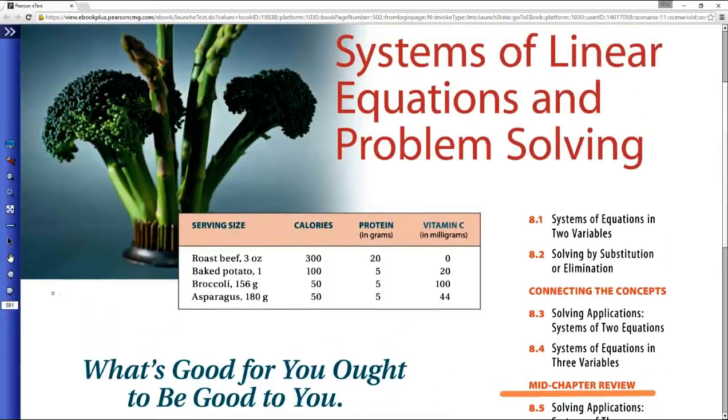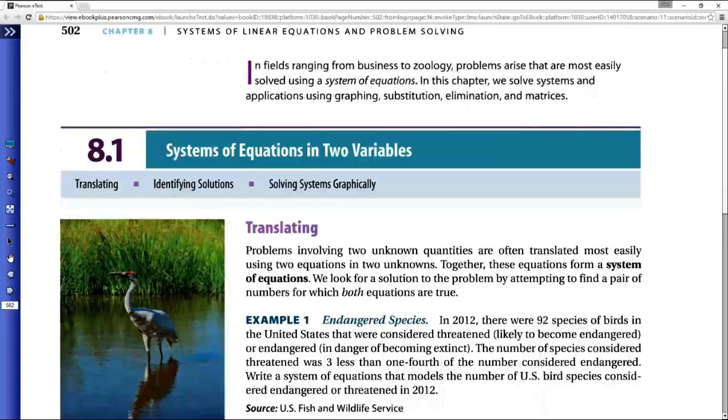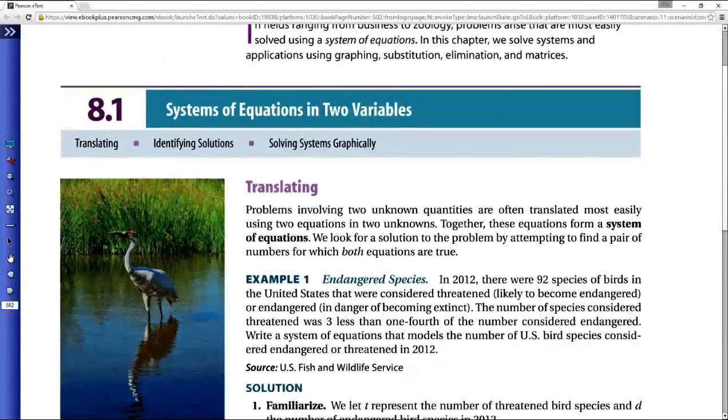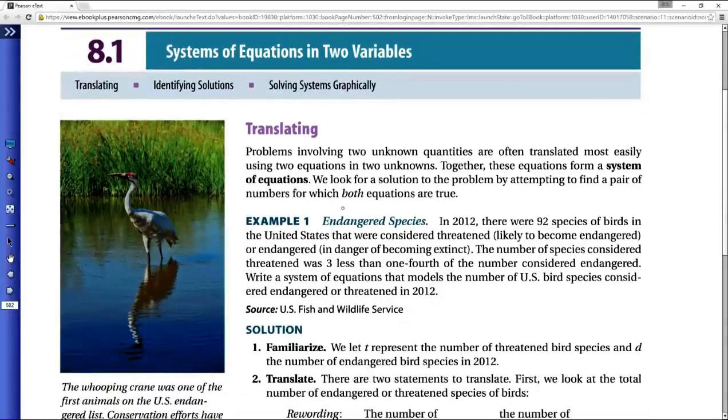So chapter 8. The first section we're going to go through is systems of equations with two variables. And the first thing they do is review translation from English to algebra, and what equations can form from the text in a word problem in this case.